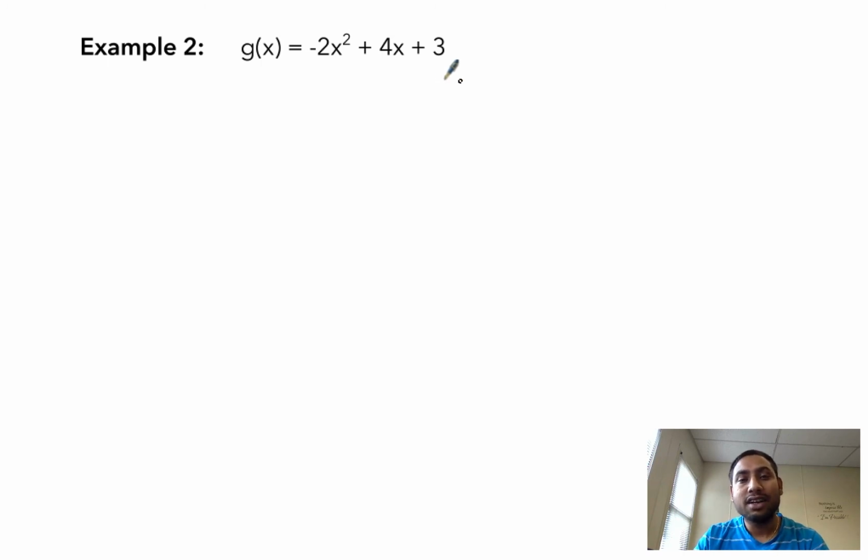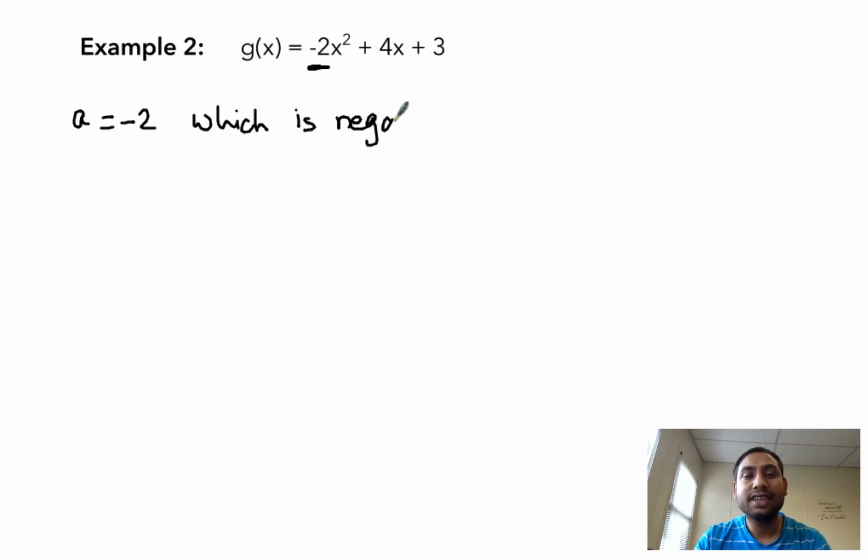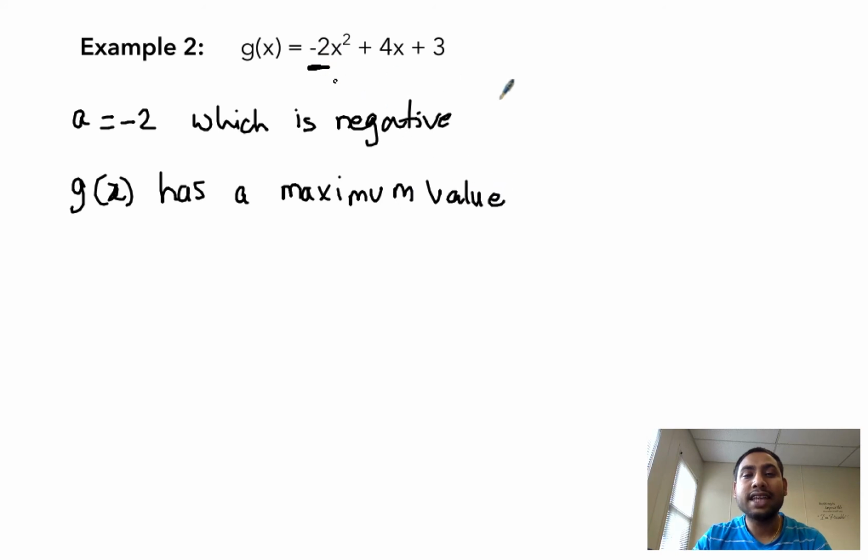maximum and minimum value. Let's first take a look at the sign of a, the number next to x squared, right? So a is -2, which is of course a negative value. It's negative, so that means g of x has a maximum value. Why? Well, because a is negative, the graph is going to open down, so the vertex is going to be the maximum point in there, okay? So we know g of x is going to have a maximum value.